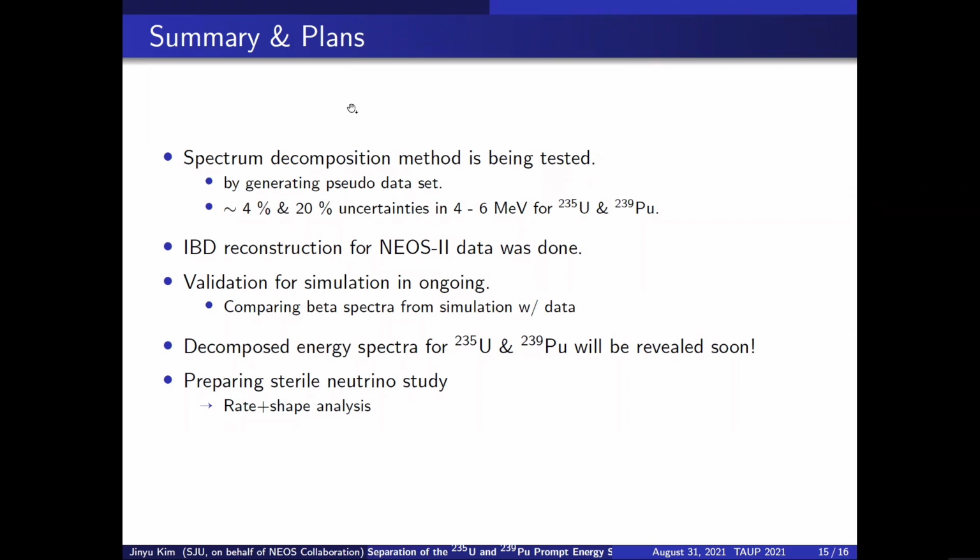Summary and plans. The spectrum decomposition method is being tested and uncertainties are obtained. Those two are ready for future studies, and when validation of the simulation is finished, the results of NEOS 2 will be revealed. I hope I can show them to you soon.